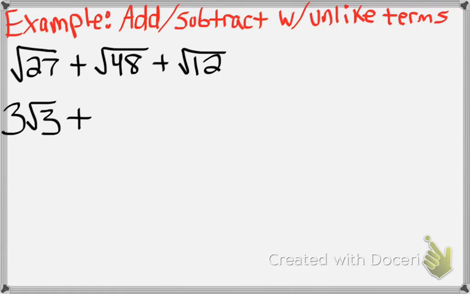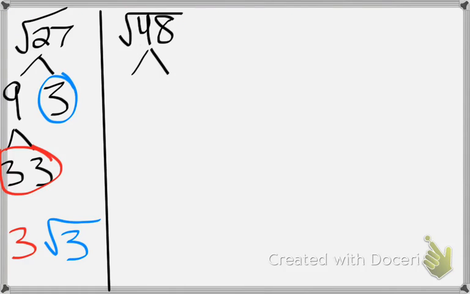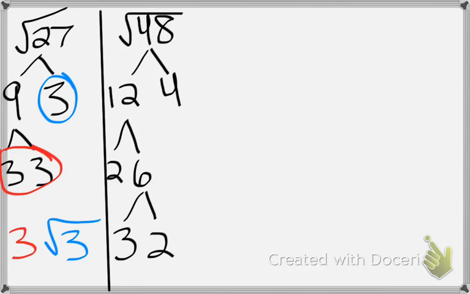Now let's simplify square root of 48. Try it yourself first though. See if you can simplify square root of 48. Well, when I think of square root of 48, I'm thinking 12 and 4. When I think of 12, I think of 2 and 6. When I think of 6, I think of 3 and 2. When I think of 4, I think of 2 and 2.